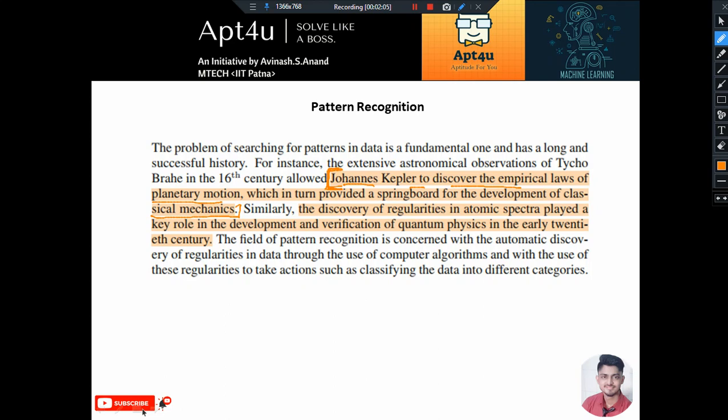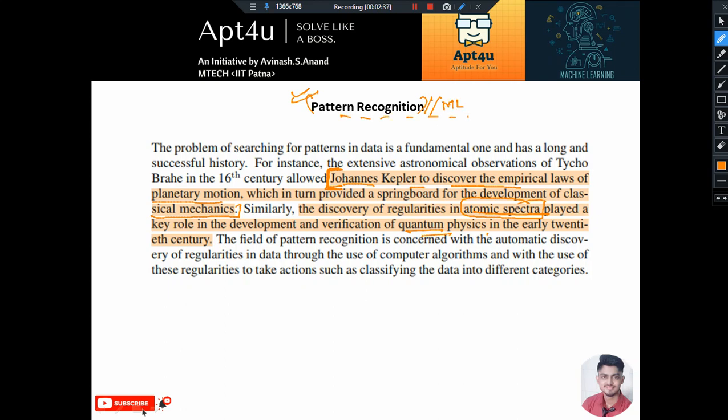Another example is that the discovery of regularities in atomic spectra played a key role in the development and verification of quantum physics in the early 20th century. Again, the patterns observed in the atomic spectra gave insights which played a key role in that development. This slide shows how important pattern recognition is for us, and there is a very close relation between pattern recognition and machine learning.